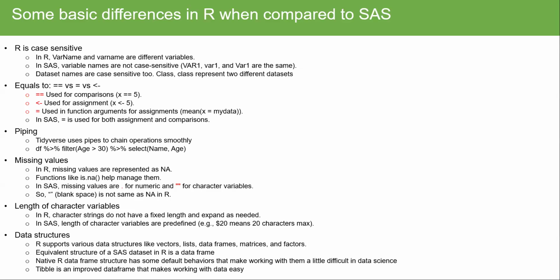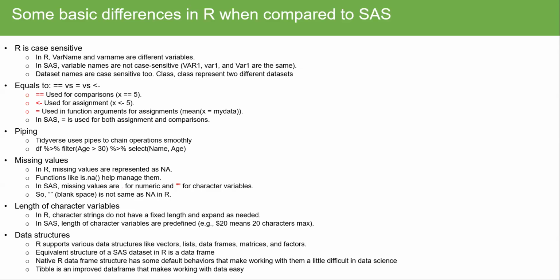R has this native structure called a data frame, and it has some default behaviors that make working with it a little difficult in data science. We'll cover what those default behaviors are later on. For the time being, just remember that we will not be directly working with the native data frame structure, but we'll be using a data frame structure that is part of the tidyverse package, called a tibble. They define a tibble as an improved data frame that makes working with data easy.